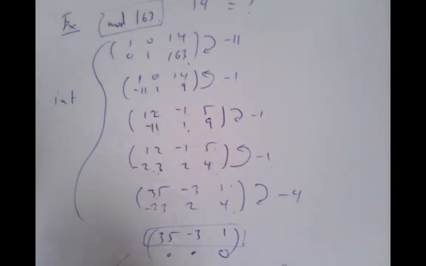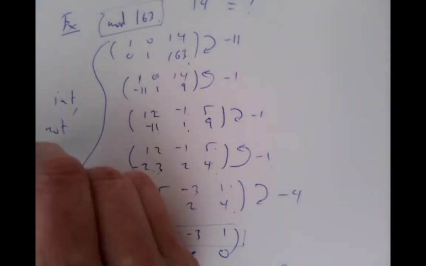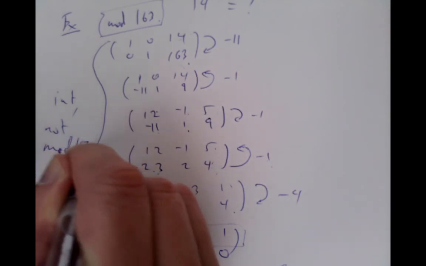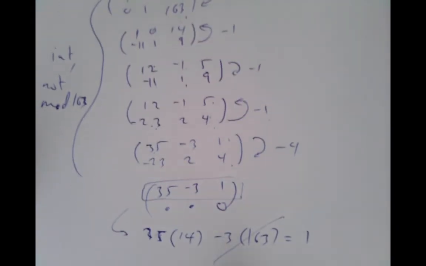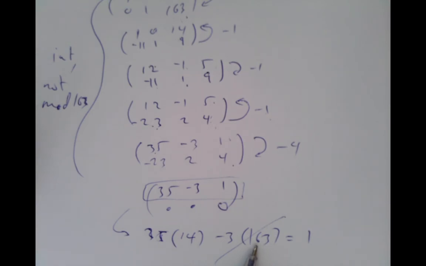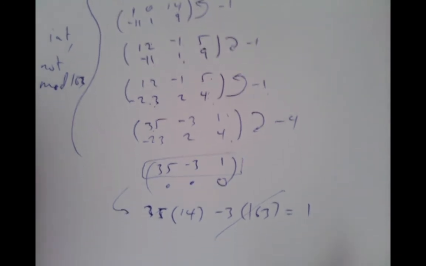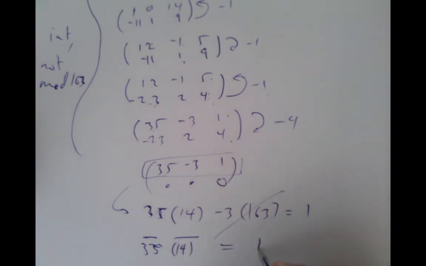These are usual integers. They're not remainders. We're not modding out by the 163s in the steps of these calculations. They're just ordinary integer calculations like we did before. So nothing exciting and new. So we get that the Bézout coefficients are 35 here, minus 3 here. The numbers are 14 and 163 here. We cut out the 163s and now work with remainders, and we get 35 remainder, 14 remainder equals 1 remainder.